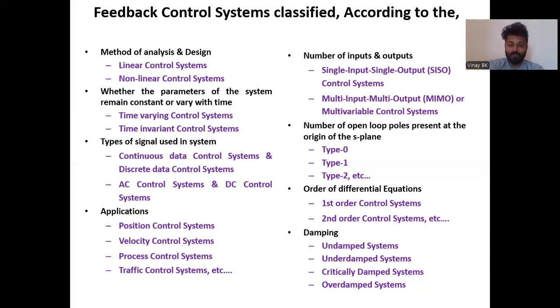Based on the number of open loop poles present at the origin of the s-plane: Type 0, 1, 2, 3 and so on. And according to the order of the differential equation: first order systems and second order control systems. Depending on the damping: undamped systems, underdamped systems, critically damped systems, overdamped systems. Okay. So this is all just a classification of control systems. We'll discuss the detailed classification in the next video.